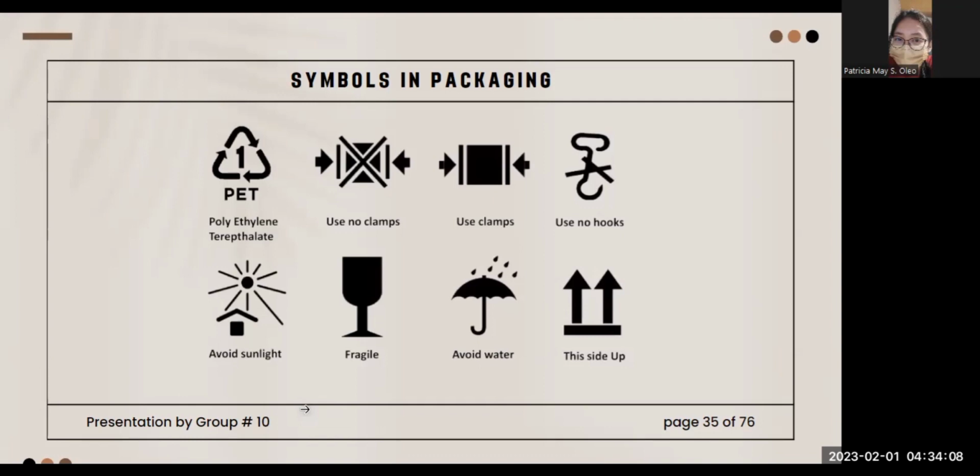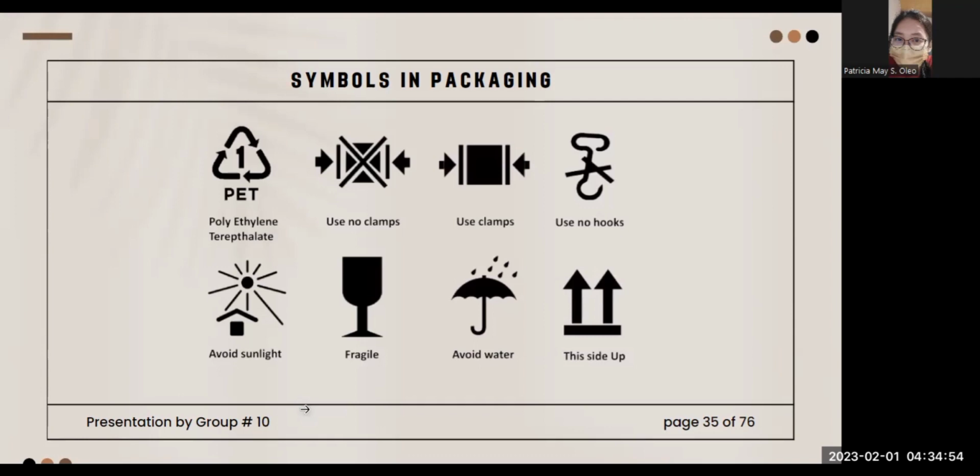Next, use no clamps to indicate the sides of a transport package that shall not be clamped when handling the package by mechanized means. So it's like handle with care. Use clamps, vice versa, of course, pwede ito sa mga hard products na hindi ganong masisira agad, even gamitan ng machine clamp sa pag-pick up in the tons of different products. Use no hooks to indicate that hooks shall not be used for handling the transport package.